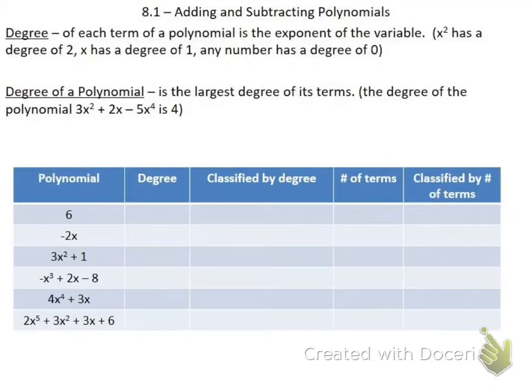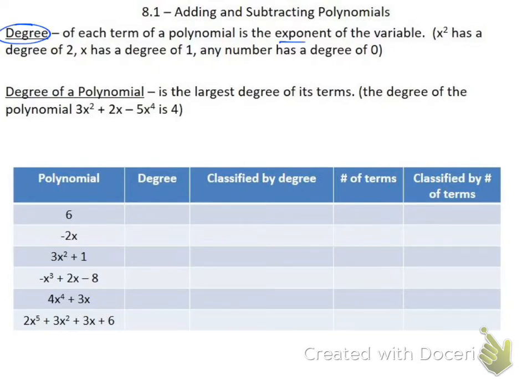All right, today we're going to be adding and subtracting polynomials. Most of the stuff is just combining like terms. The first half of the notes, though, we kind of have some vocabulary to work through. So if you could, at the top, go ahead and circle where it says degree.